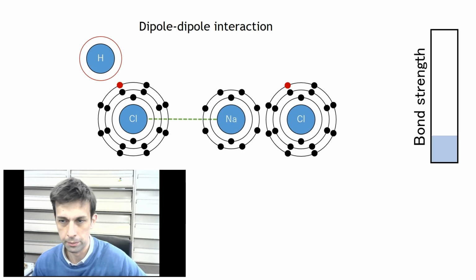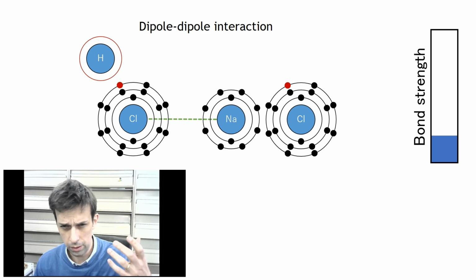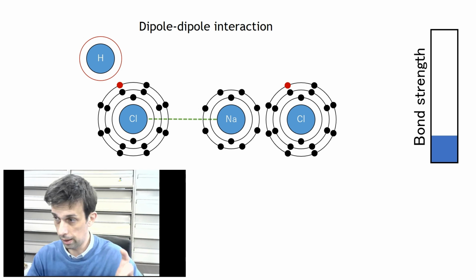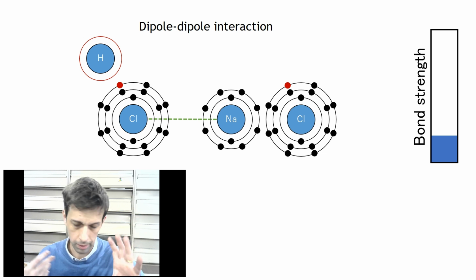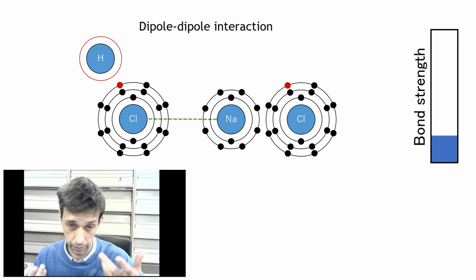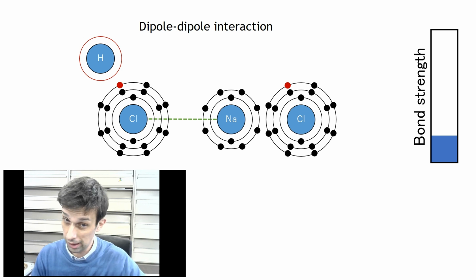Next one, dipole-dipole interaction. In the case of dipole-dipole interaction, you have one polar molecule that finds another polar molecule. They align, they're basically just magnets. They have the plus side and minus side. If you try to put plus and plus together or minus and minus together, they will not stick. But if you put plus and minus together, they feel the attraction.